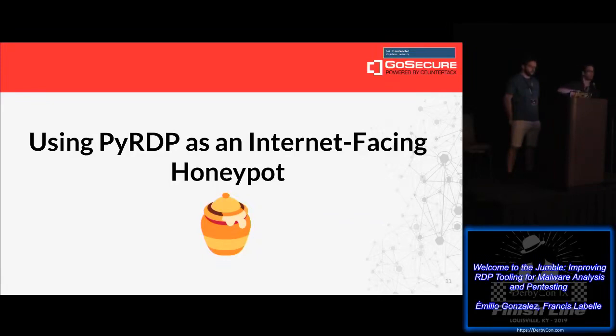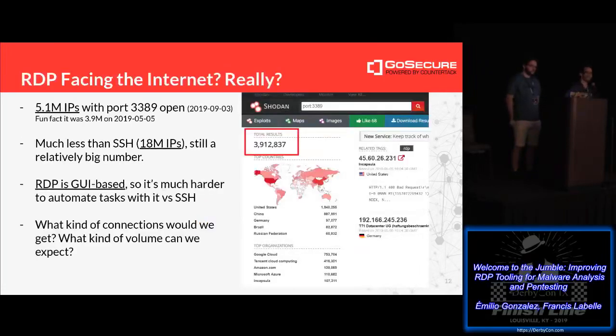So when we started the project, we were wondering, well, RDP facing the internet, is that really a thing? And yeah, it turns out, yes, it is. According to Shodan, there are more than 5 million IPs with the RDP port open. And fun fact, I gave this presentation at NordSec in May. 2 weeks before, I looked, and it was 3.9 million IPs. And in the meantime, Bluekeep went out. So for some reason, since Bluekeep, there are 1 million more IPs. Yeah, maybe most of them are honeypots.